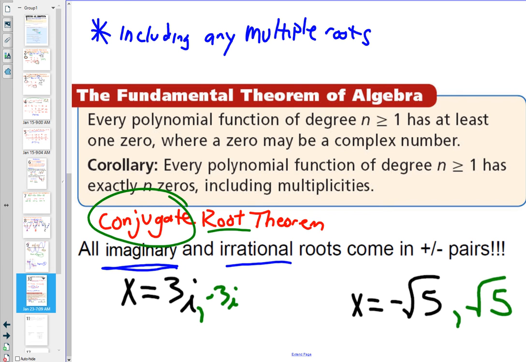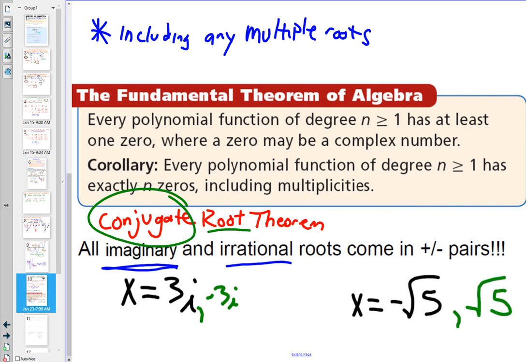And that says that if that 18th degree polynomial has any irrational or imaginary roots, they have to come in pairs. You can't have a function that has five imaginary solutions. It has to come in even amounts. And not only even amounts, they have to be conjugates of each other.